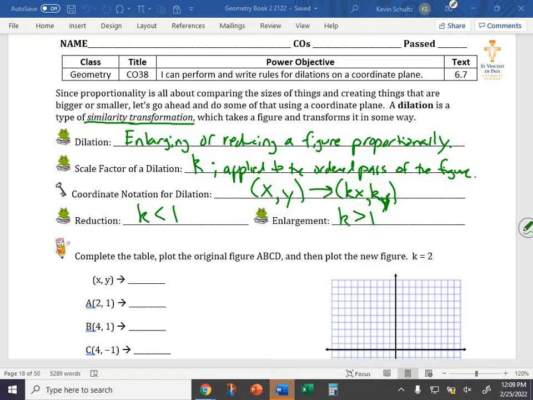Why can't k equal 1? We have k is less than 1, k is greater than 1. Why can't k equal 1 for dilation? Blake? It wouldn't do anything. It would stay exactly the same. In order for it to be a dilation, it has to be a similar figure, it's got to be proportional. If k was 1, you're not doing anything to it. It's staying the exact same size, right?